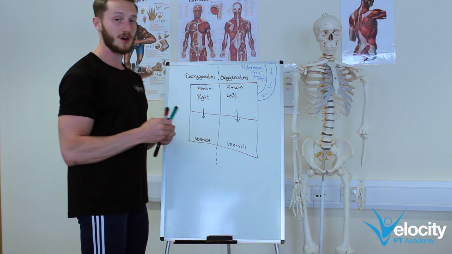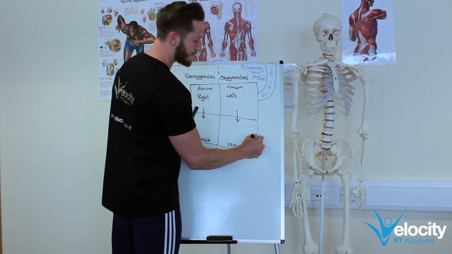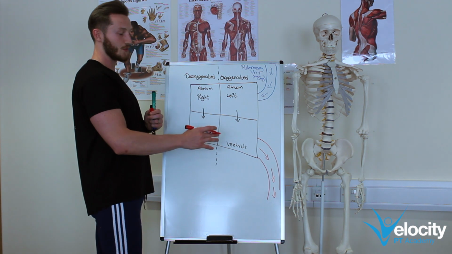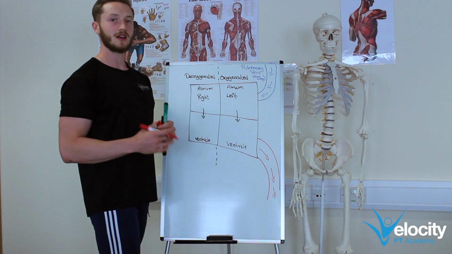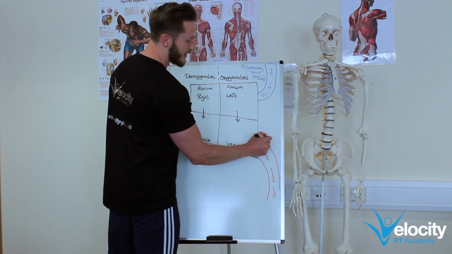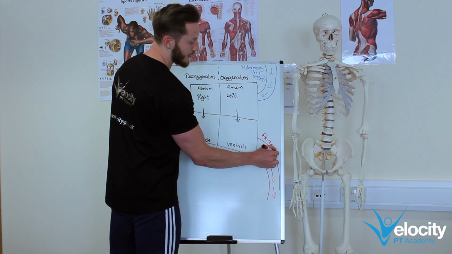So I'm just going to draw this in red because it's an artery. So we've got blood going away from your heart there. The main artery, this one, that feeds the rest of the body with oxygenated blood. So the name of this artery is called your aorta. And like I say, that goes to the body.